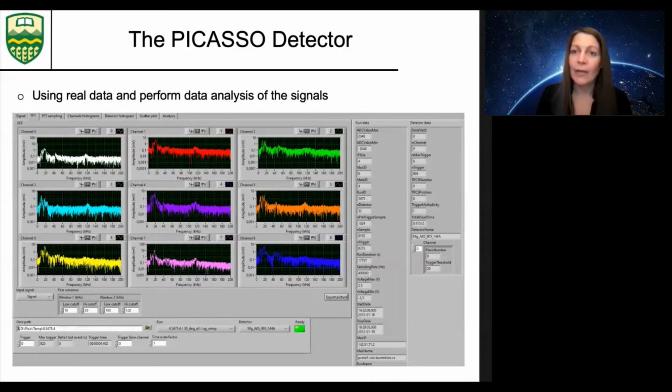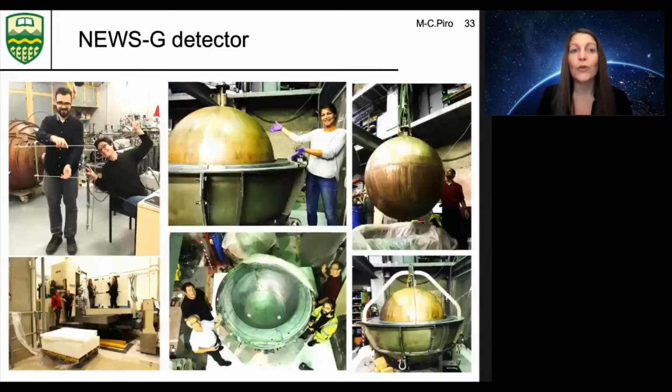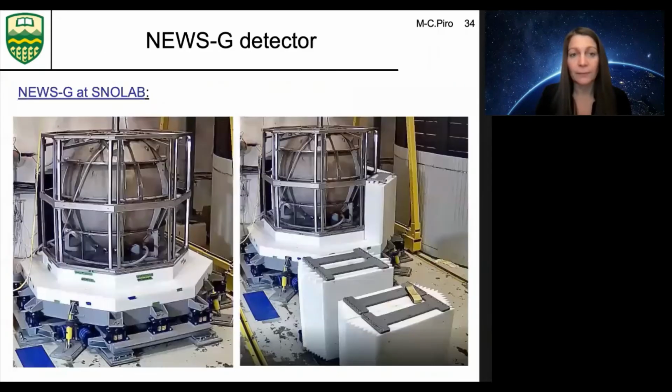The second experiment that we are working on as well to put available modules and activity for high school students and also teachers is the NewsG detector. So it's an active detector. Picasso is a detector that was there in the past. Now it's the Pico detector, a scintillating bubble chamber, because it's a kind of bubble chamber. But NewsG is actually a real detector installed underground currently.